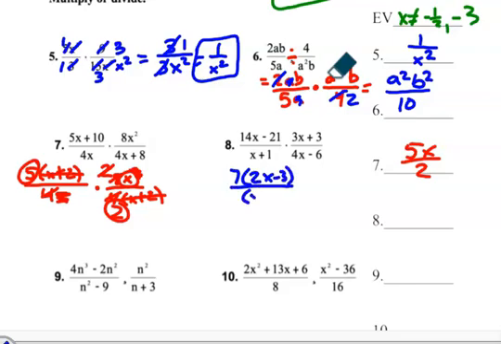Nothing can be done with the lower left. We can take a 3 out of the upper right. We can take a 2 out of the lower right. Okay, so we're going to get quite a bit to cancel this time for number 8.